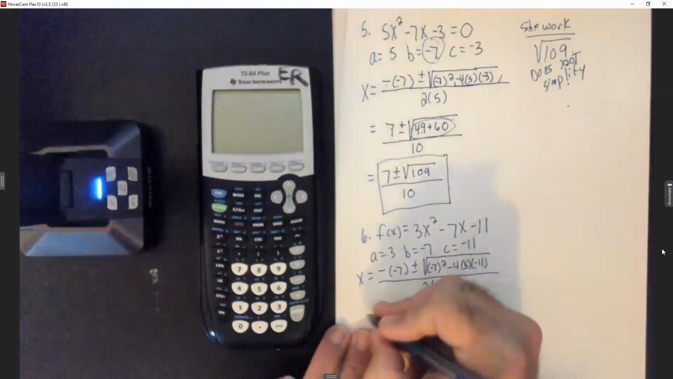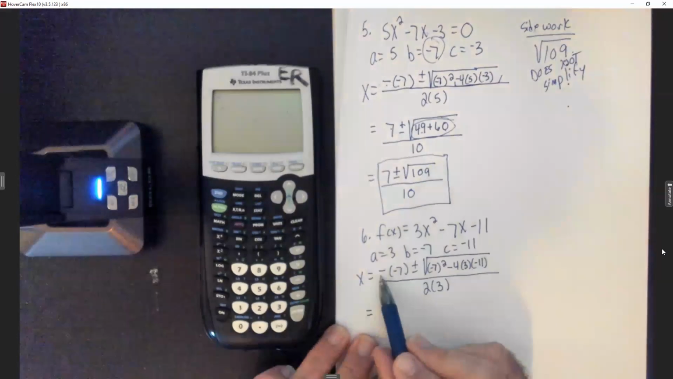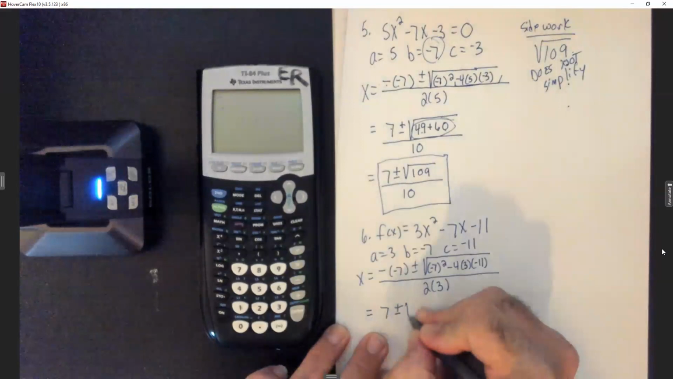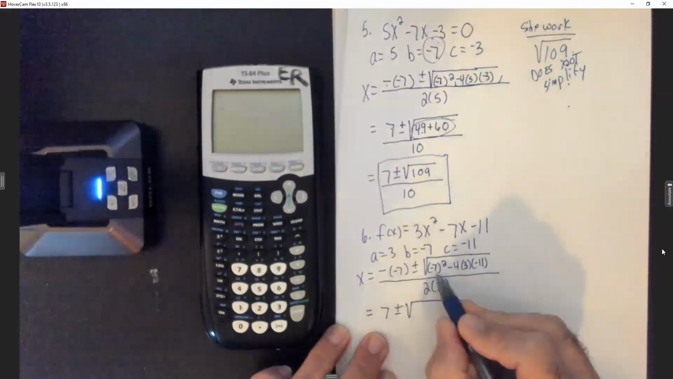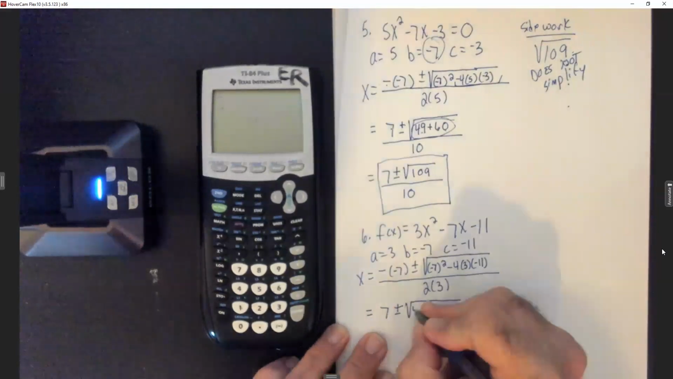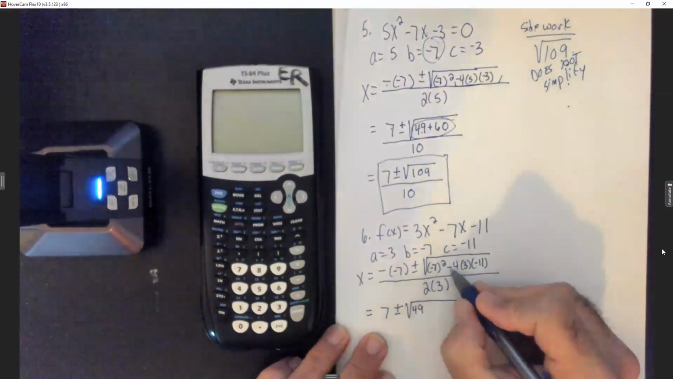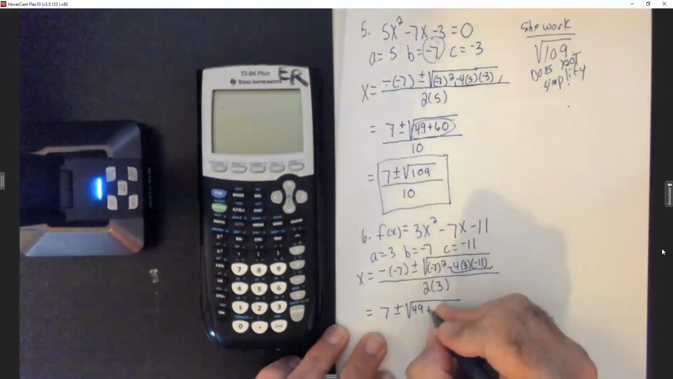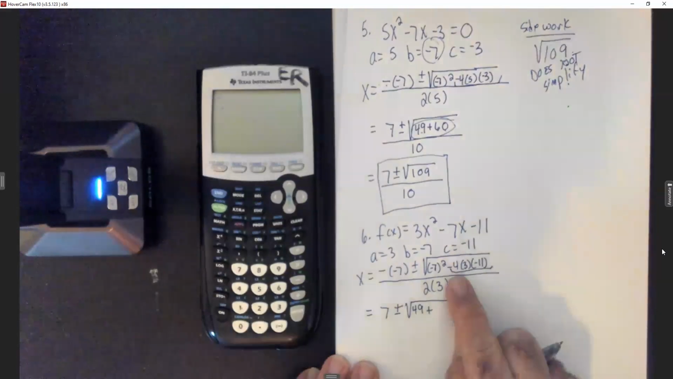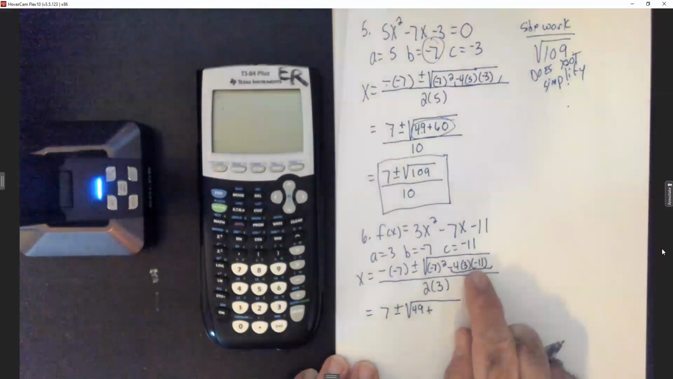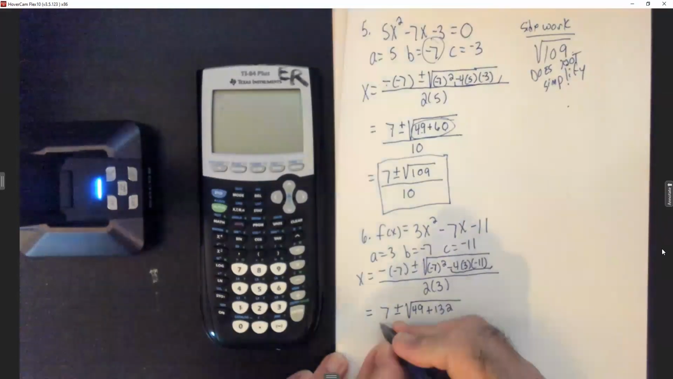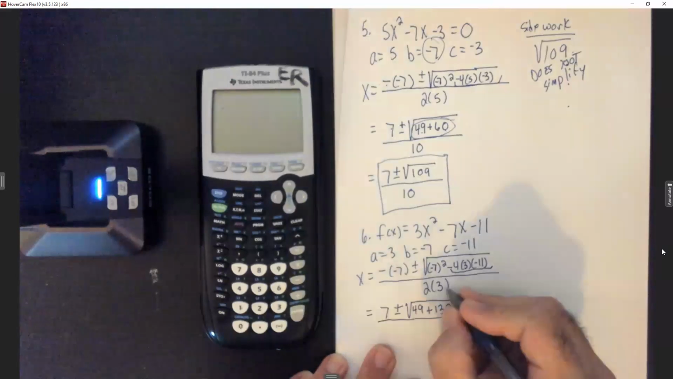All right, y'all, here we go. Negative times negative makes that a positive 7. Plus or minus, negative 7 we said was what, 49? This side has 2 negatives, so that's going to make that positive. Ooh, let's see what we get. 4 times 3 is 12. 12 times 11 is 132. All of that over 2 times 3, which is 6.